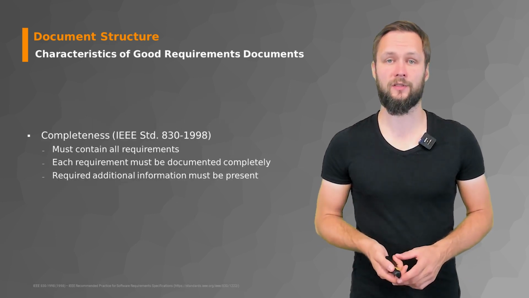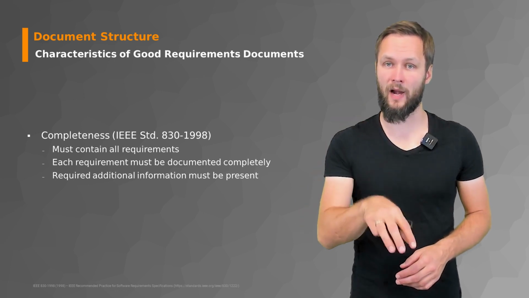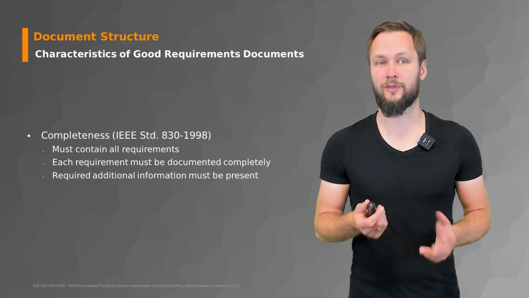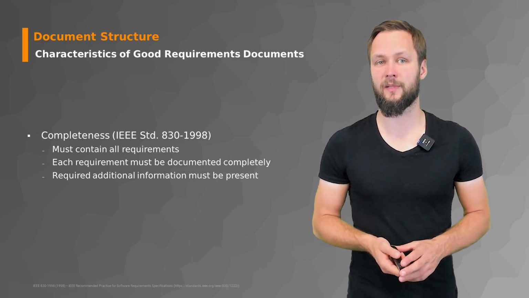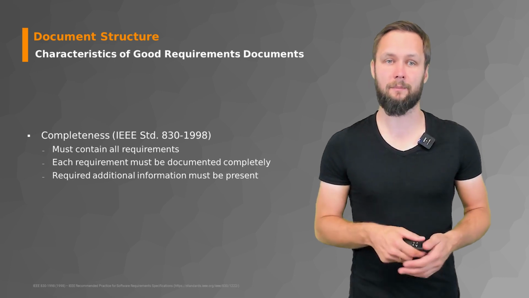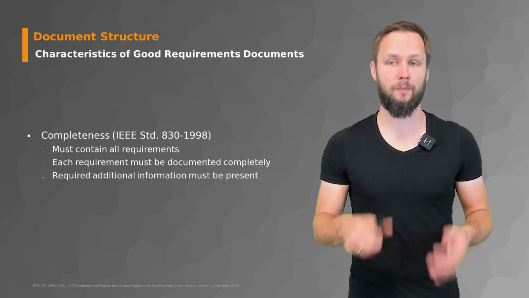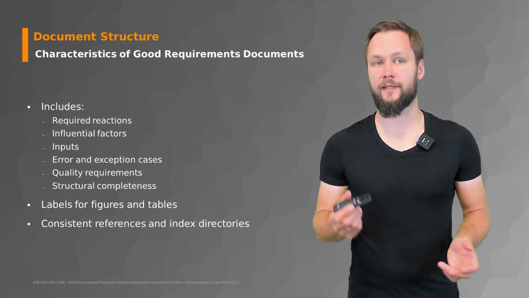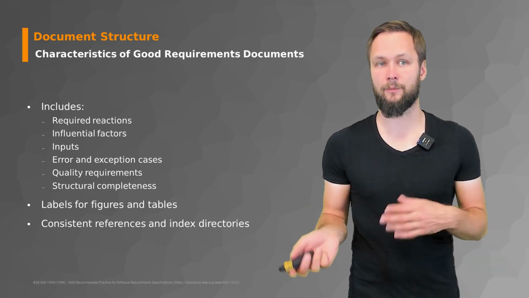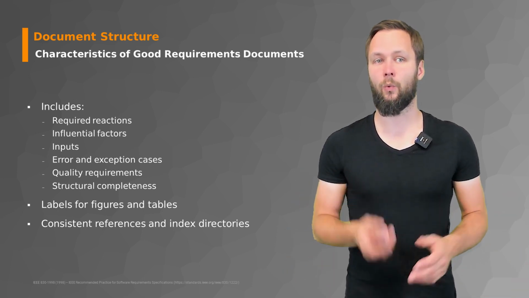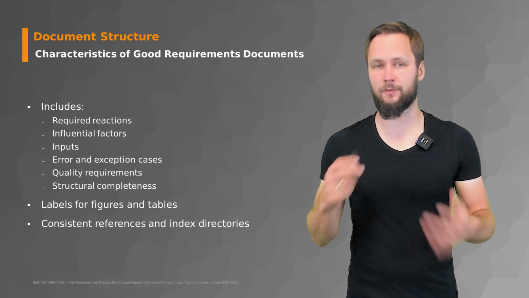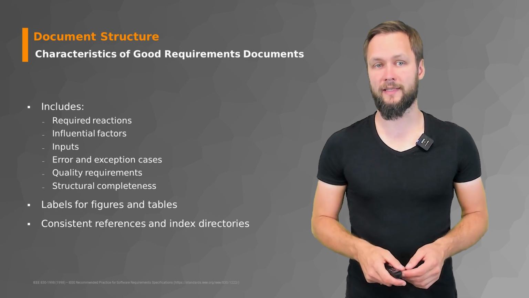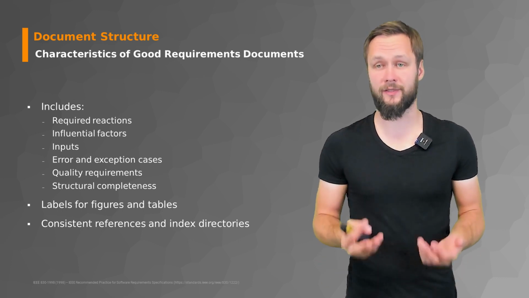Completeness, once again, of course, important. Not just a single requirement needs to be complete in itself, but also the requirements document should contain all requirements. Each requirement must be documented completely, and that may require additional information that must also be present, including maybe the required reactions, influential factors, inputs, error and exception cases, quality requirements, structural completeness, and many more things.